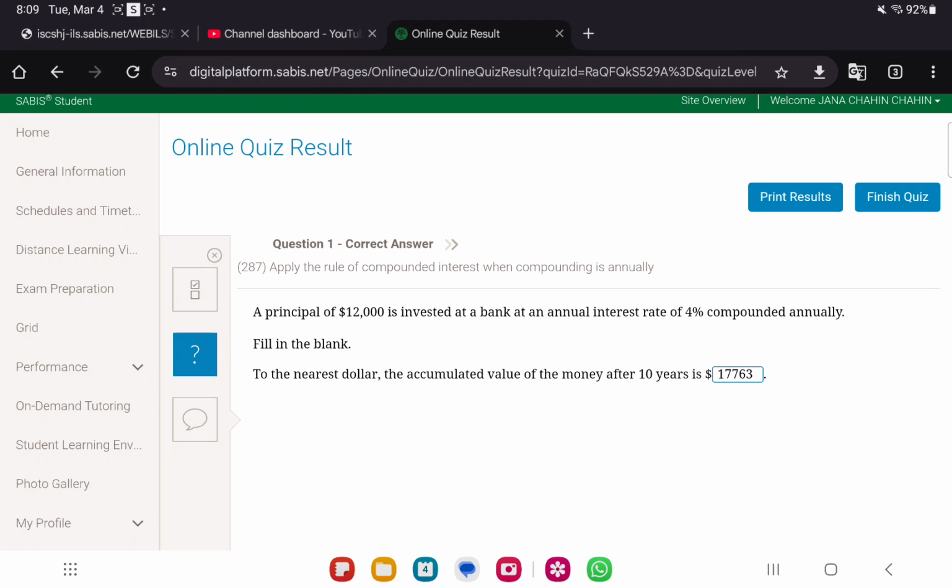Okay, so for the first question, this is as simple as it is. For this whole quiz, it's going to be about compound interest, compounded annually, stuff like that. The rule you need to know to get at least two of these questions right is P times (1 plus r) to the power of n. P is the principal, r is the annual interest rate, and n is the time.